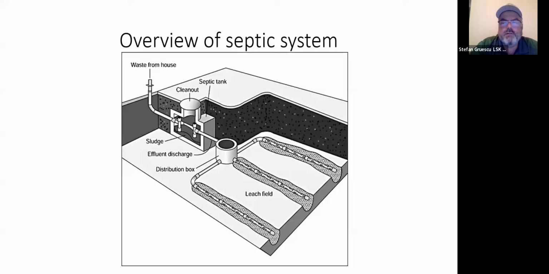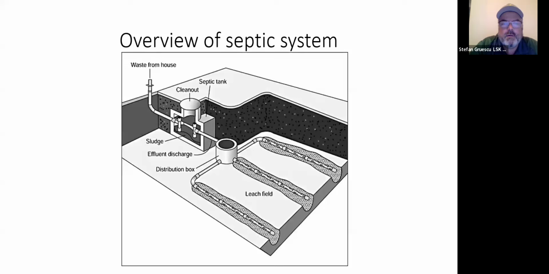Basically, this slide is just an overview of a septic system. There are quite a few different types of systems that we'll get into in a little bit, but this is what we call a conventional system. This is going to be the most common type of septic system for any home that's built within the last 30 years or so.